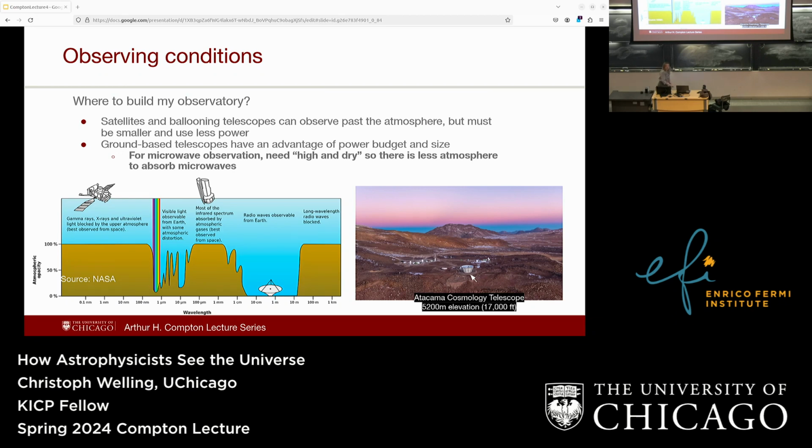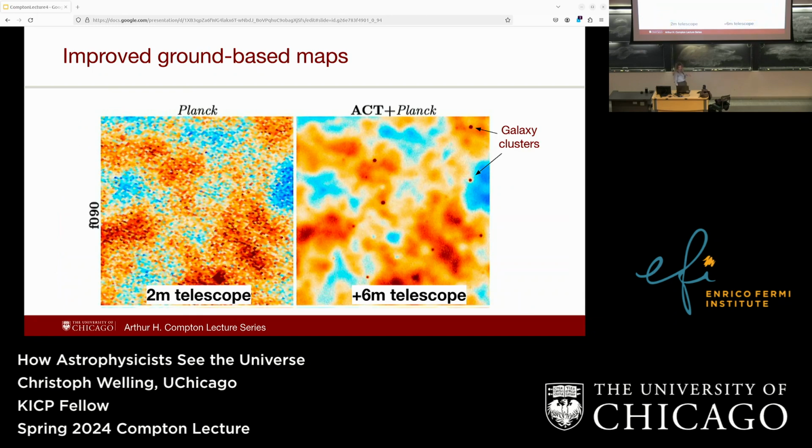So if you ever see cosmic microwave background data anywhere, you'll often see it in 2 colors, because we have these 2 channels that we can see very clearly from Earth. And we're also building more telescopes at higher altitudes to get even higher sensitivity. But let's see what that gets us.